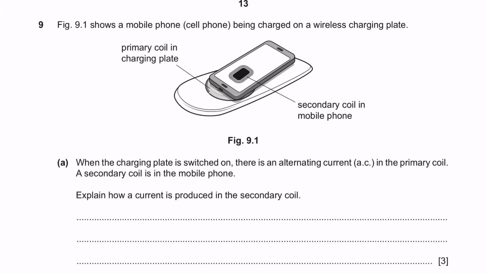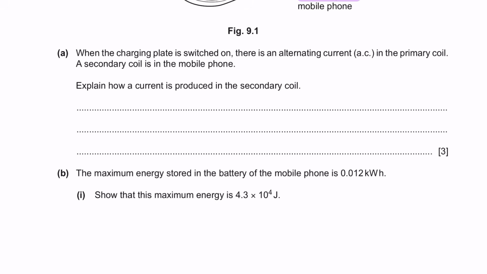Next, question 9. Figure 9.1 shows a mobile phone being charged on the wireless charging plate. We've got a primary coil and then a secondary coil in the mobile phone. Question A. When the charging plate is switched on, there is an alternating current in the primary coil. A secondary coil is in the mobile phone. Explain how a current is produced in the secondary coil.